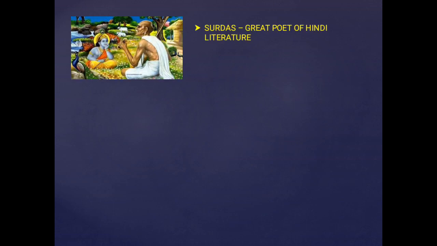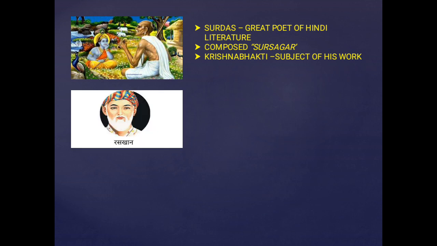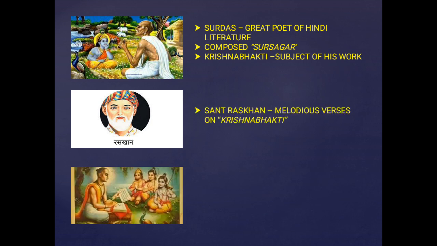Surdas, a great poet of Hindi literature, composed the poetical work Sursagar. Devotion to Krishna, that is, Krishna Bhakti, is the subject of his work. The verses on Krishna Bhakti composed by the Muslim Sant Ras Khan are melodious. Ramcharitmanas of Sant Tulsidas is a beautiful composition expressing devotion to Lord Ram.